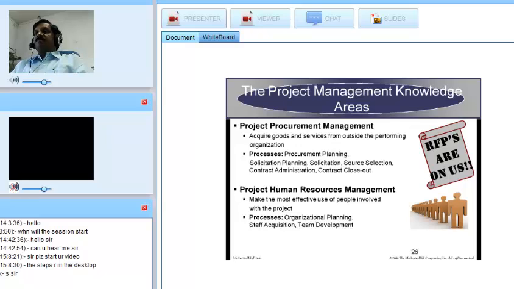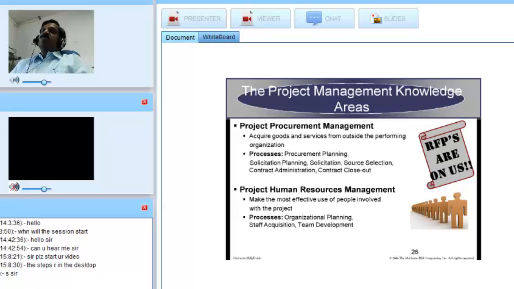The processes involved here are organizational planning. I mean, you plan the resource utilization part. How are you planning to utilize them? What is the staff acquisition policy? If you don't have staff inside the company, you may need to recruit. So what is the recruitment policy? All these things have to be chalked out in the human resource management knowledge area.